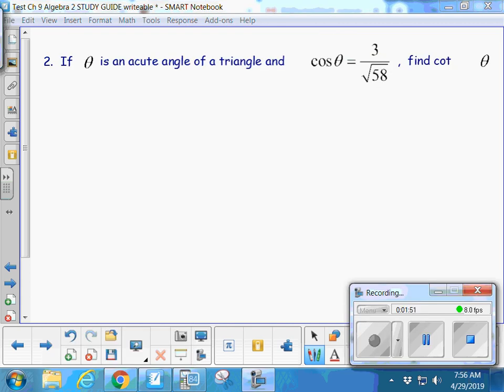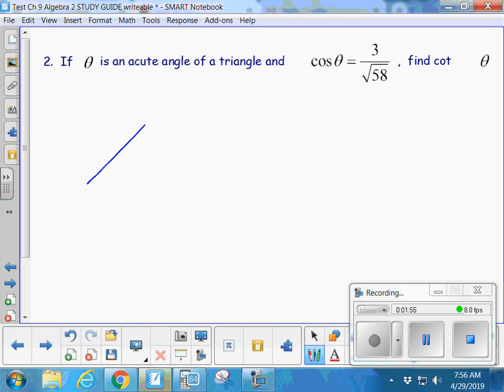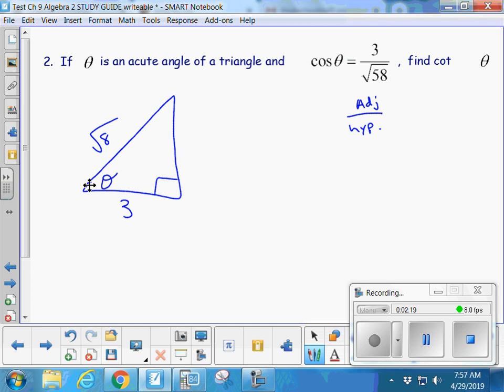All right, number 2. If theta is an acute angle of a triangle, I'm going to just go ahead and sketch myself an acute triangle to have a handle on what's going on. If cosine theta is 3 over radical 58, find cotangent. So cosine, if you remember right, cosine is adjacent over hypotenuse. Our adjacent side is going to be 3. Our hypotenuse side is going to be radical 58.